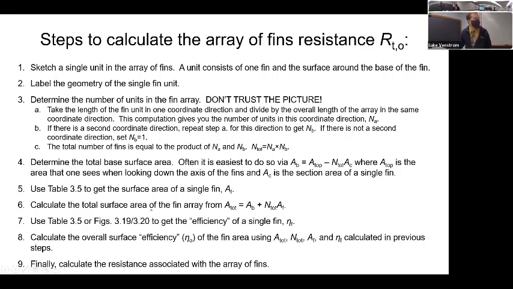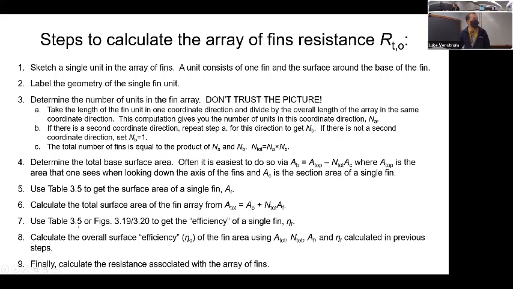Then you can calculate the total surface area of the array. You take your base area from step 4 and you add in the single fin area from step 5 times the total number of fins from step 3 and you get your total area. Done, okay? Now you're going to go work on your efficiencies.